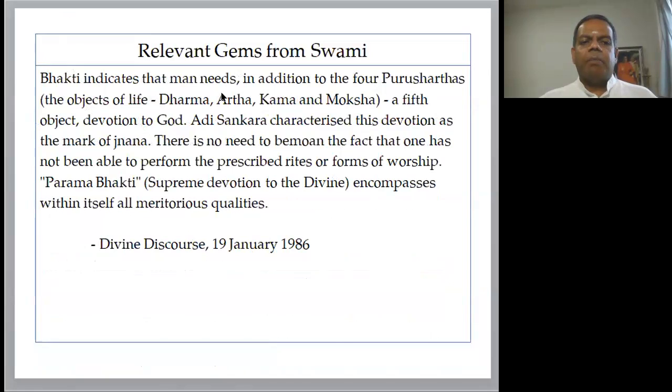Bhakti indicates that man needs, in addition to the four Purusharthas, the objects of life, dharma, artha, kama, and moksha, a fifth object, devotion to God. Adi Shankara characterized this devotion as the mark of jnana. There's no need to bemoan the fact that one has not been able to perform the prescribed rites or forms of worship. Parama Bhakti, supreme devotion to the divine, encompasses within itself all meritorious qualities.